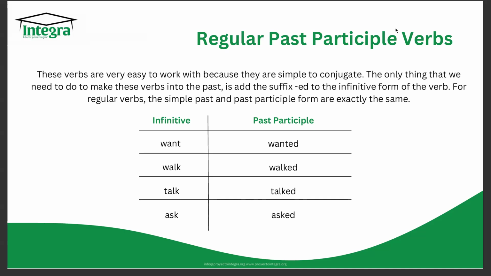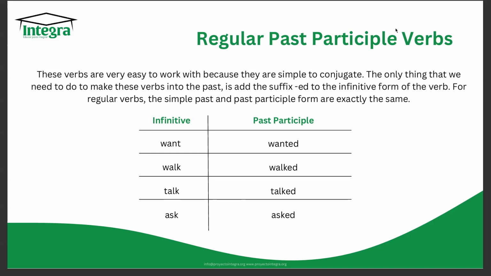So first, let's see the regular past participle verbs. And as I said, these are very easy to work with and very simple to conjugate. The only thing that we need to do is add the suffix ed to the infinitive form of the verb. And that's all. And you might notice that this is the same way that we make the simple past verbs. And yes, it is the same. For regular verbs, the simple past and the past participle are always exactly the same.